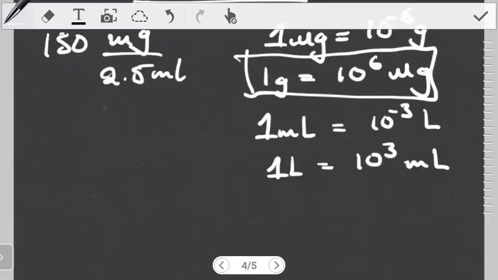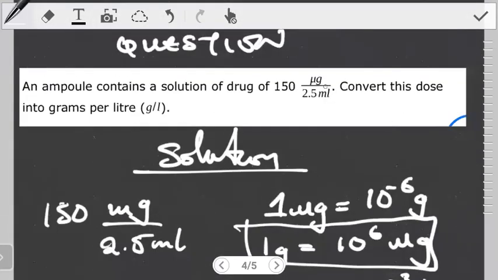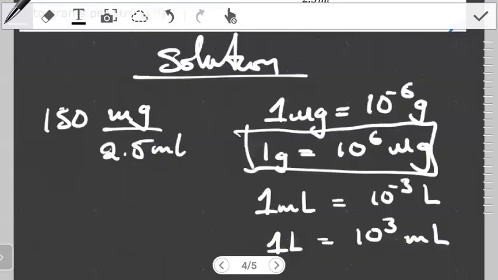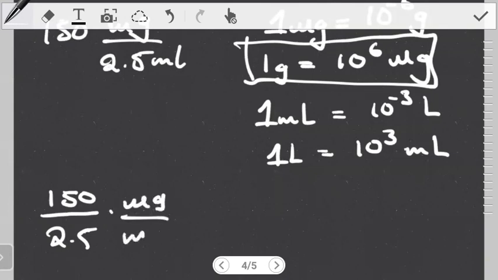The question is saying, convert this dose. What dose? This same dosage here. So we're dealing with 150 micrograms in 2.5 milliliters. First I'll write just the units of the fraction. This is going to be 150 over 2.5, and the units themselves are micrograms over milliliters.